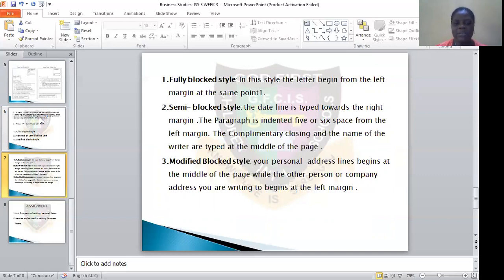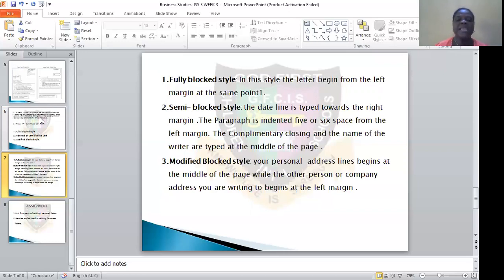The first line that you write under the semi-blocked style, you start writing leaving 5 or 6 spaces. And after you have finished writing everything that you want to write, the complementary closing and the name of the writer are written at the middle of the page.